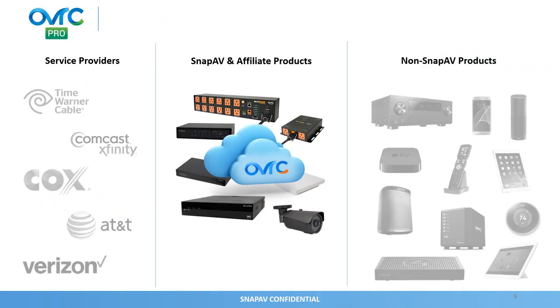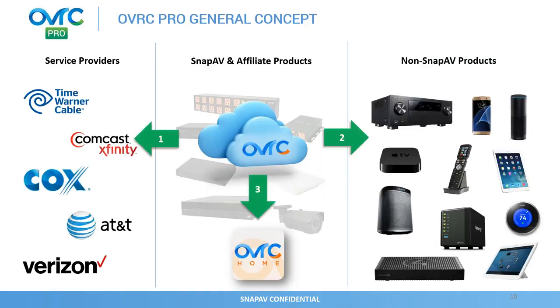So this is a slide that you saw a few slides ago. And this is where we were a few months back. But with launch of OvrC Pro, we really focus on three different things. One, expanding OvrC's visibility so that now you have visibility into service provider's performance coming into the home. We then expanded the visibility of OvrC for you to monitor and manage and access non-Snap AV products, IP devices on that network. And the third piece was we wanted to create an extension of OvrC called OvrC Home that you can now customize and give to your individual clients based on their needs.